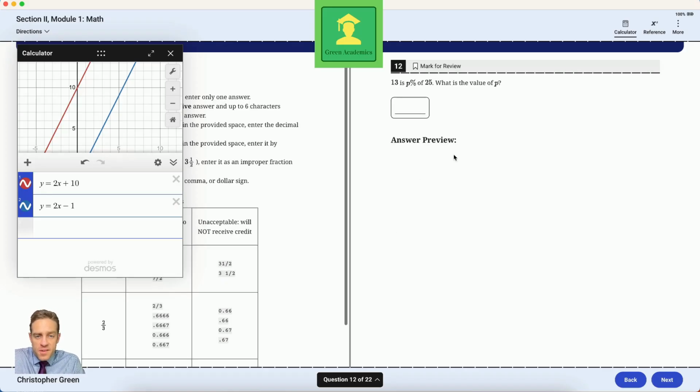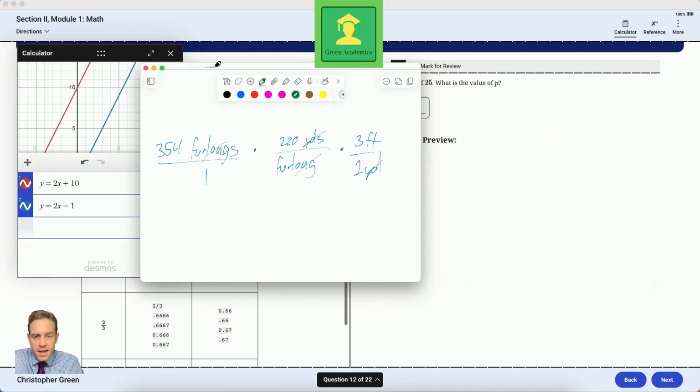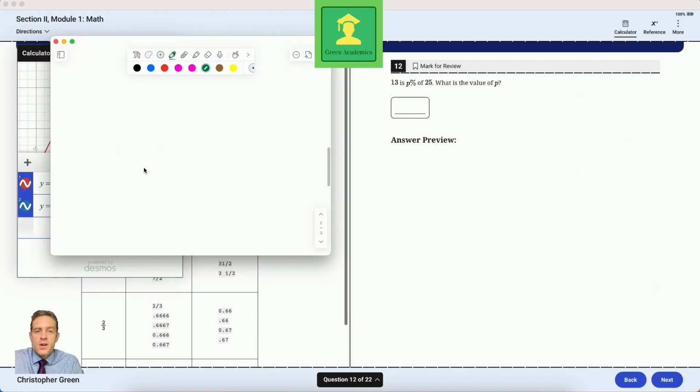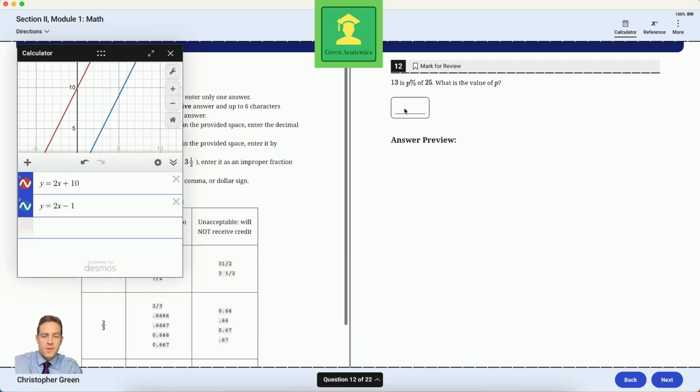13 is p% of 25. What's the value of p? There are different ways of explaining this. In my head, it makes the most sense to simply think 13 out of 25 as a decimal. So if I were explaining it to somebody, I would just say 13 out of 25, literally on the calculator, gives you 0.52. And the meaning of 0.52, it's literally equivalent to 52%. So the answer is 52.